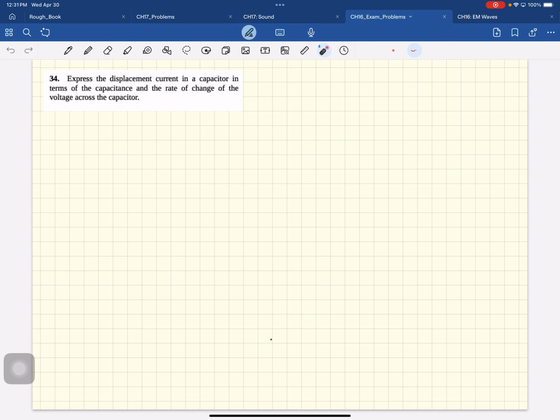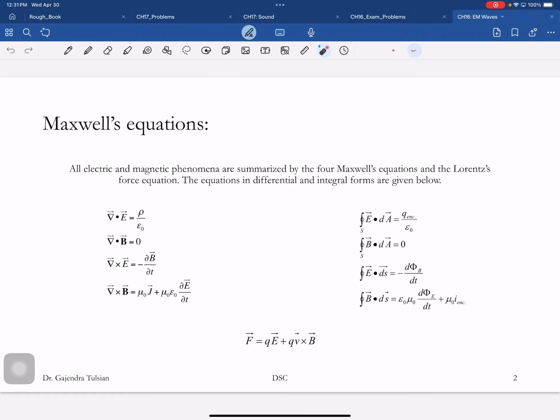All right, so this problem says express the displacement current in a capacitor in terms of the capacitance and the rate of change of voltage. Okay, so let me show you what the displacement current is first. Here are the Maxwell's equations. Again, these are the causes, and here on the left-hand side are the effects.